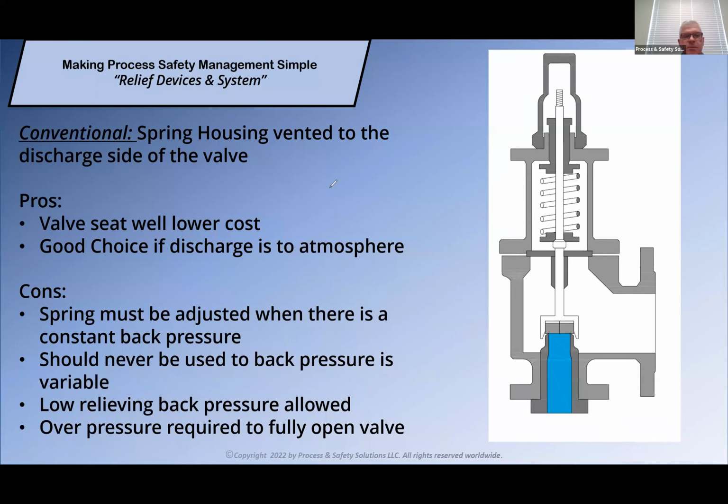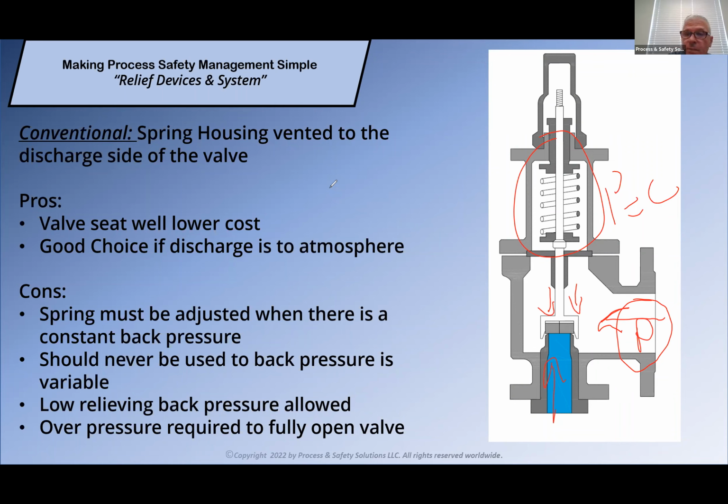The cons are the spring must be adjusted when there's a constant back pressure. What we mean by that is there's a pressure back here that's constant, that's pushing down on this valve right here. Because it's pushing down, it's going to keep the valve from lifting as it should. Now, if it's a constant back pressure, in other words, P equals C, a constant, then we can adjust that spring such that the valve is going to lift at the set pressure every time.